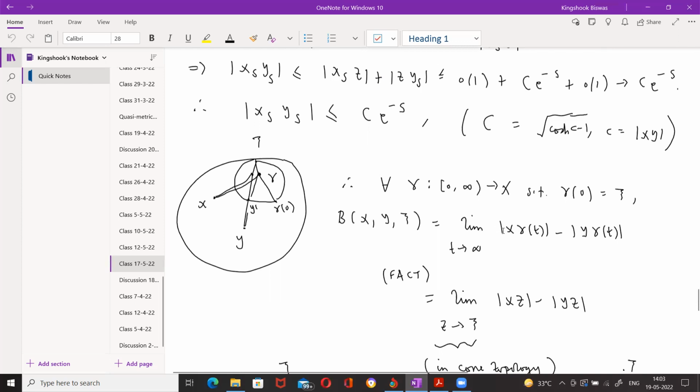And this limit also is equal to the more general limit as z tends to xi in the cone topology of distance xz minus distance yz. So let me just quickly give you a brief sketch of the proof of that.